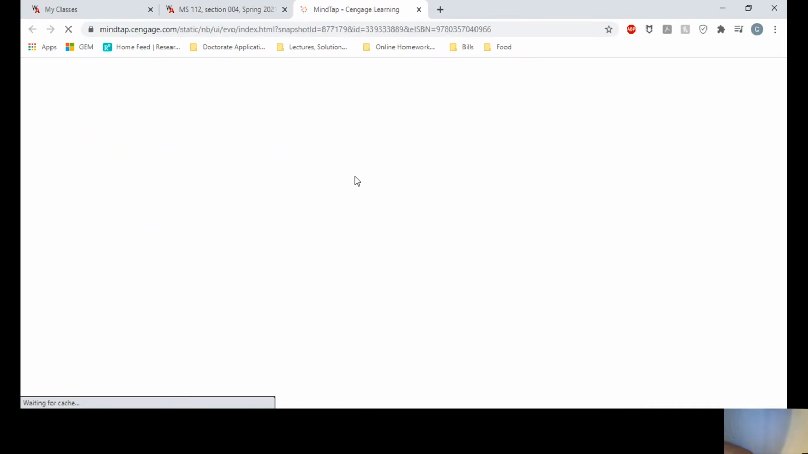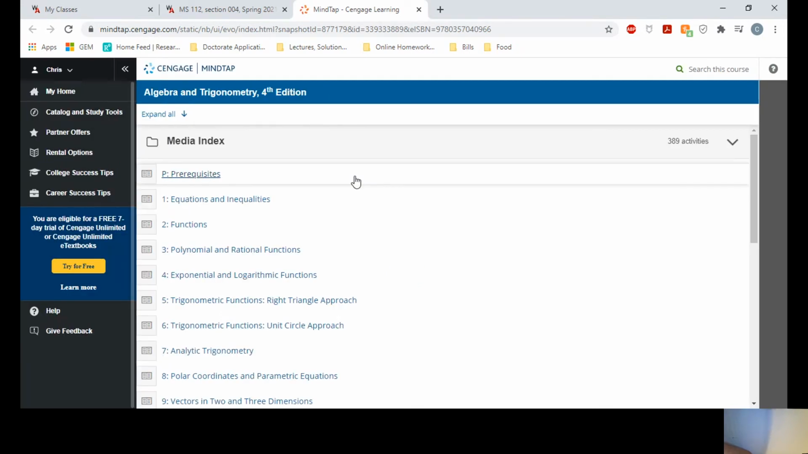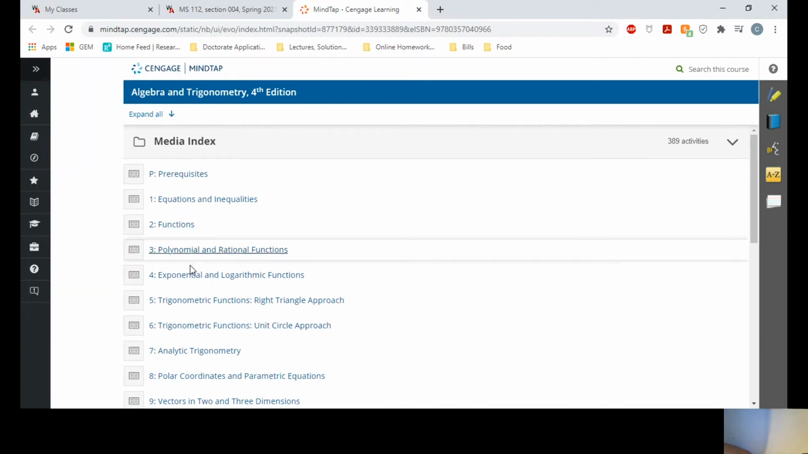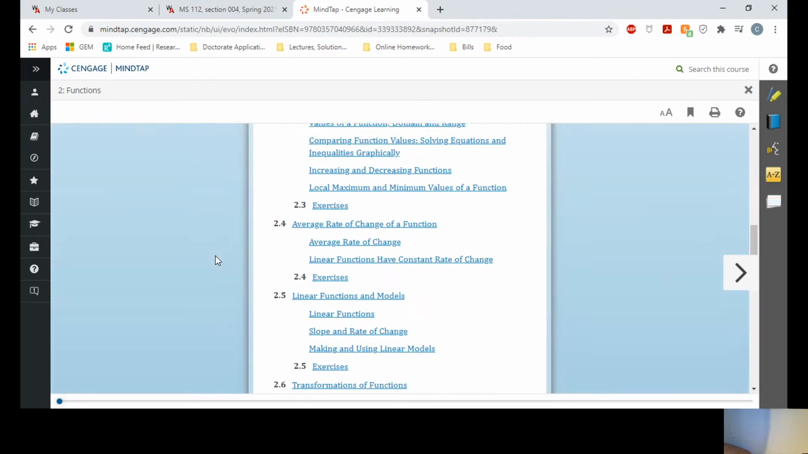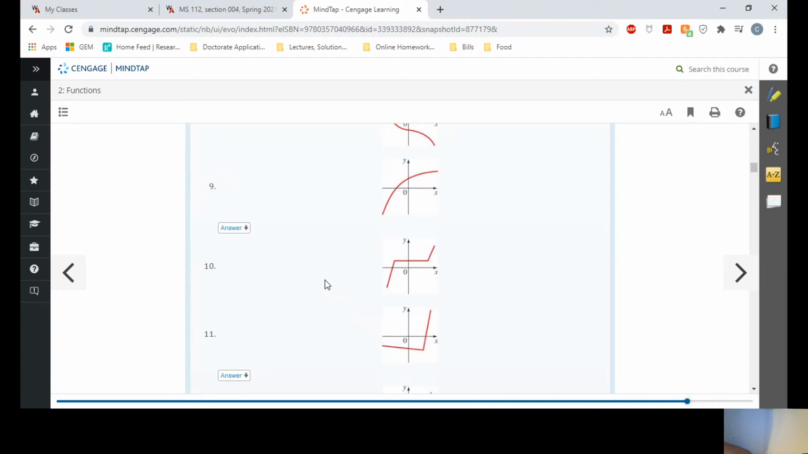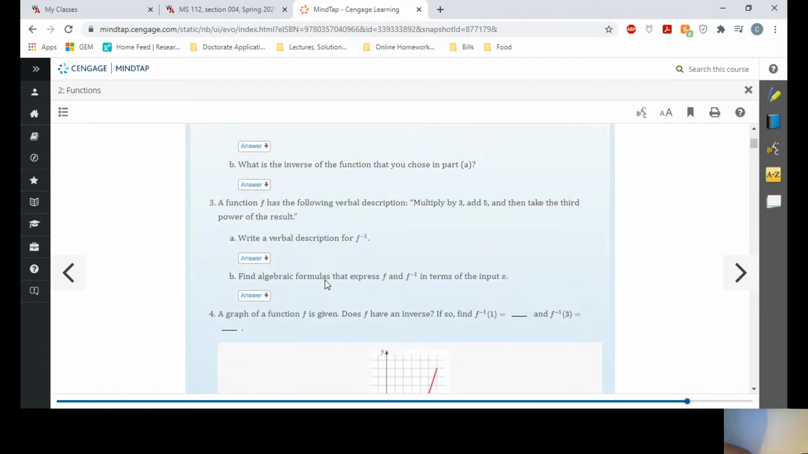So those problems I marked, that I say mark for review, are from the textbook, from the back of each section. For example, I give you a lot in this section because this is a good section to look at. So we're in chapter 2, functions, section 8. Go all the way down to section 8, then go to exercises. The ones I gave you to do are also in the chat in Teams: 7, 8, 9, 10, 27, 37, and 39. So this is where you're going to find them.